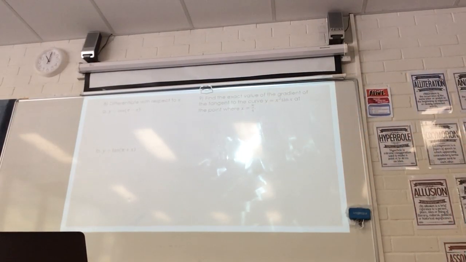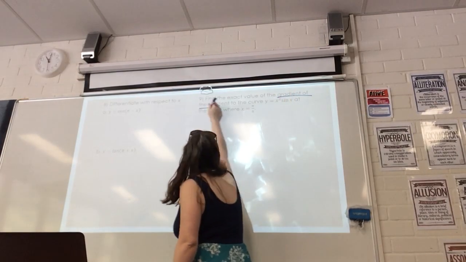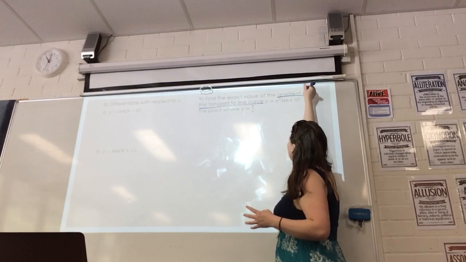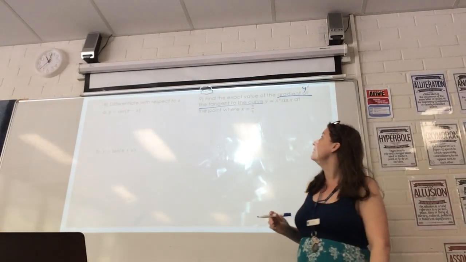Okay, so we got up to this question here where it says find the exact value of the gradient of the tangent to the curve at the point where x is pi on 4. What do we need to do in this question? Find m, and how do you do that? Differentiate. So when it says gradient of the tangent to the curve, this means differentiate. That's really important that we interpret that phrase correctly.